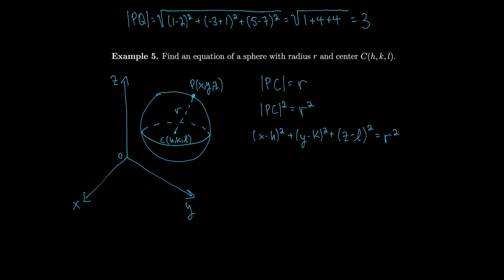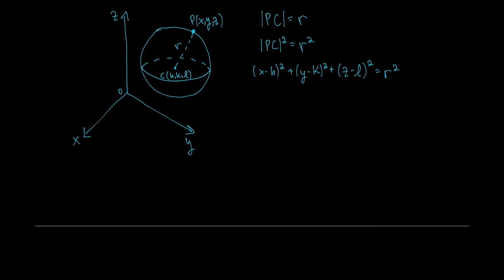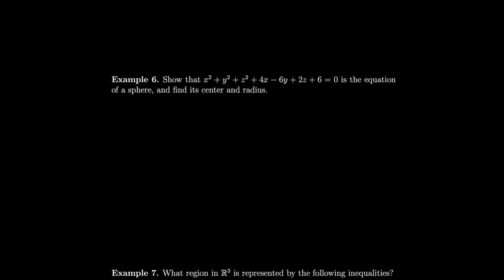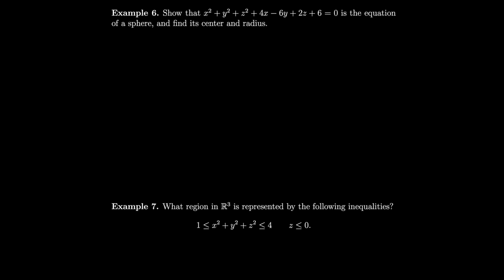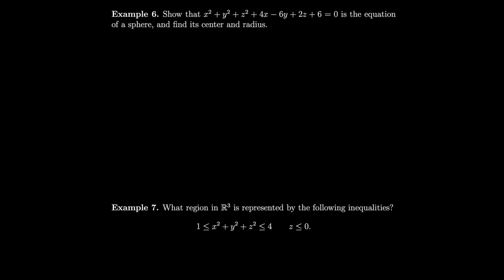Notice that if I was to take this sphere and move the center to the origin, then all of these, h, k, and l, would become 0. And I would just have a sphere with the equation x squared plus y squared plus z squared equals r squared. So it's just like the equation for a circle, but we have a sphere because we just throw in an extra z term. Let's show that this equation is the equation of a sphere and find its center and radius.